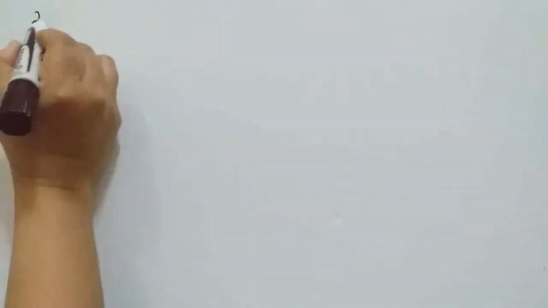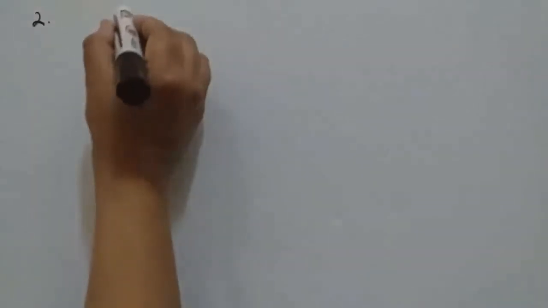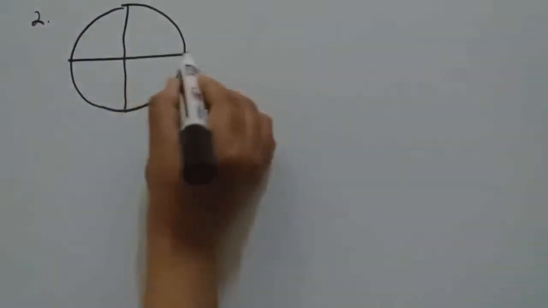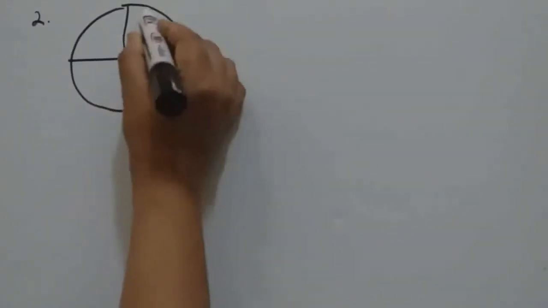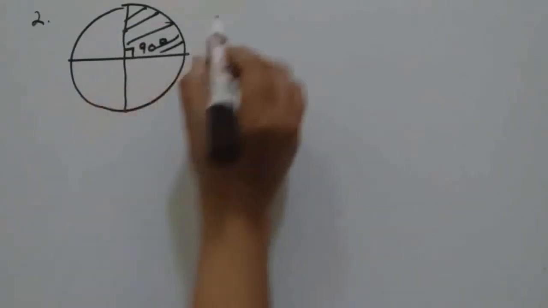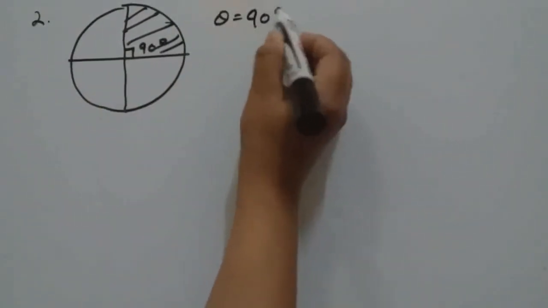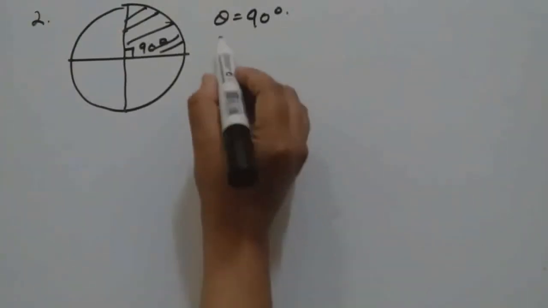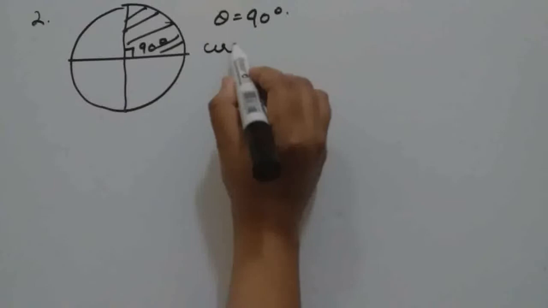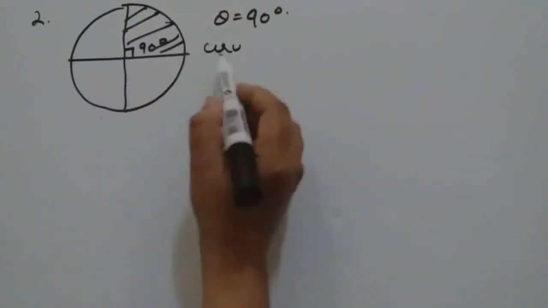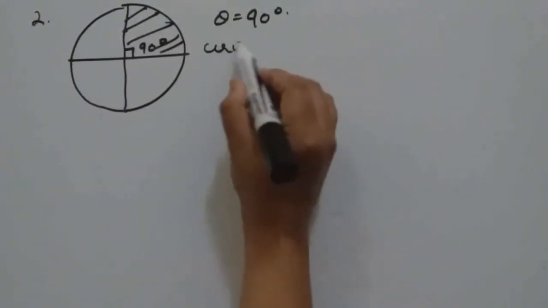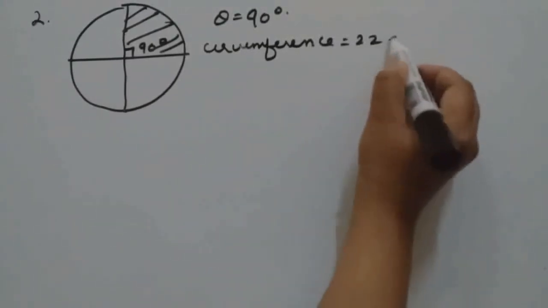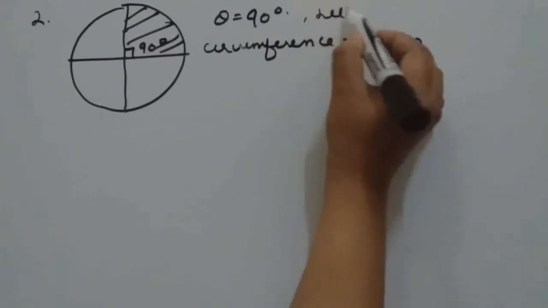Question 2, it is given, find the area of quadrant of the circle. Now, in circle, one quadrant measures 90 degree. So this we should find here. So theta is 90. And then circumference is 22 centimeter. That means from there, this value we can find r. So circumference is 22 centimeter.